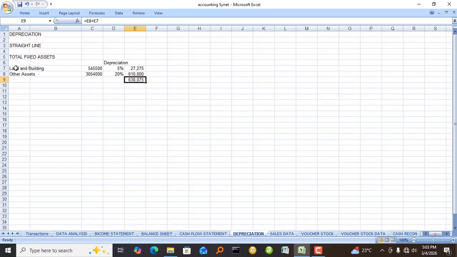So I have basically land and building, and land and building could be like poles, any construction that I've done. I did some construction, putting poles and all that. Then I have other assets, all the Mikrotiks, the routers, the cabling, the labor, all that goes there. And then these are the various depreciation percentages applied to get this figure. And this 638 feeds in here.